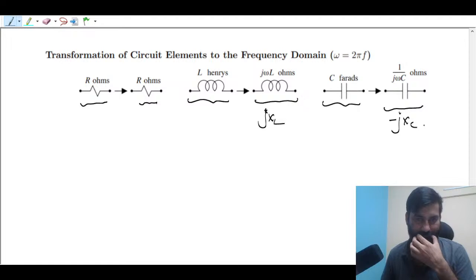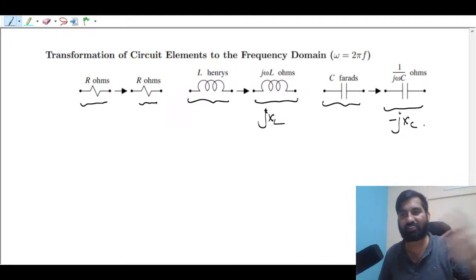Okay. Suppose you have got any electrical circuits. Let me take one circuit here. Suppose you have got an RLC circuit, right? Time domain RLC circuit, I mean series RLC.